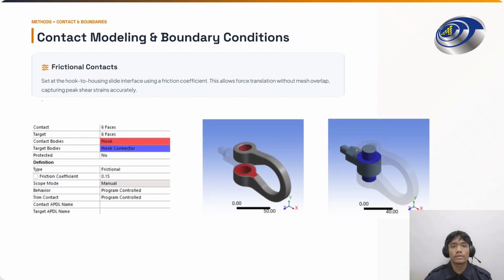In addition to bonded contacts, we implemented frictional contacts at the hook to housing slide interface. By applying a friction coefficient of 0.15 as shown in the properties table, we allow for realistic force translation while preventing any unphysical mesh overlap. This specific contact definition is crucial because it allows us to accurately capture the peak shear strains where the components interact under load.